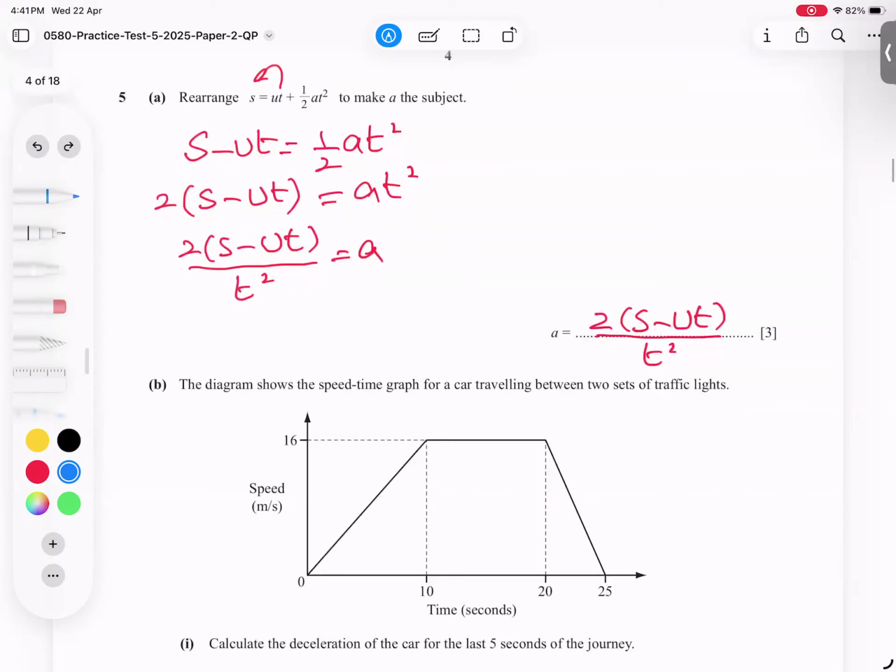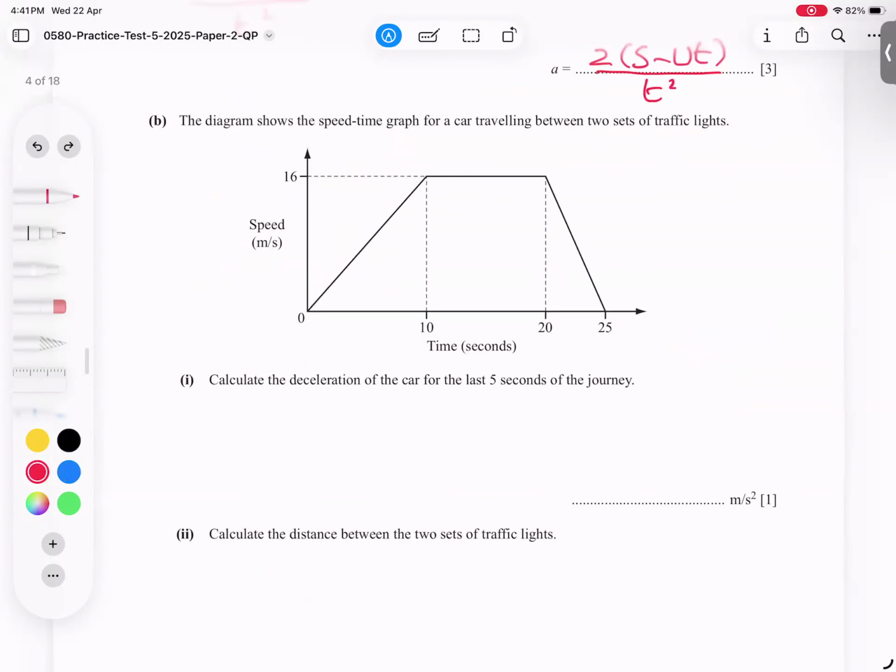Next question. He is asking about deceleration. I will explain this quickly. Whenever a VT graph comes, let me tell you, two rules are there. The gradient of the line represents acceleration or deceleration. Number 2 rule: the area under the graph, the area under the line, represents the distance covered. So only 2 rules in a velocity time graph or speed time graph.